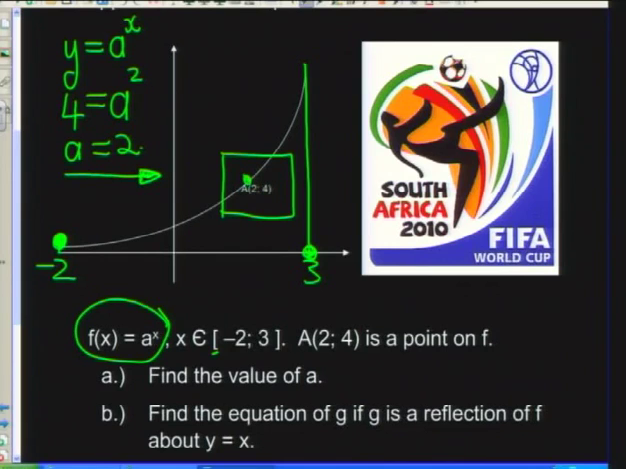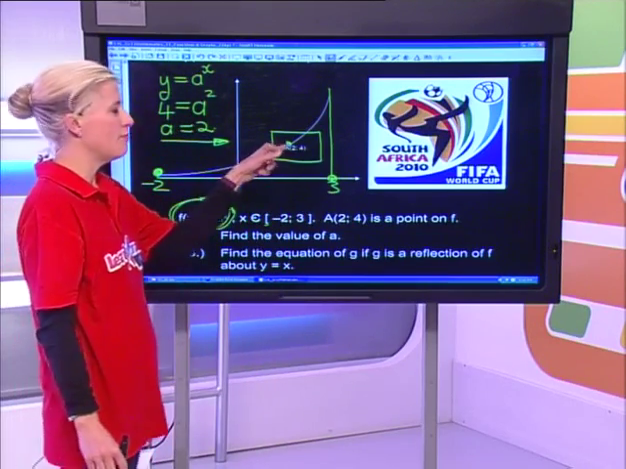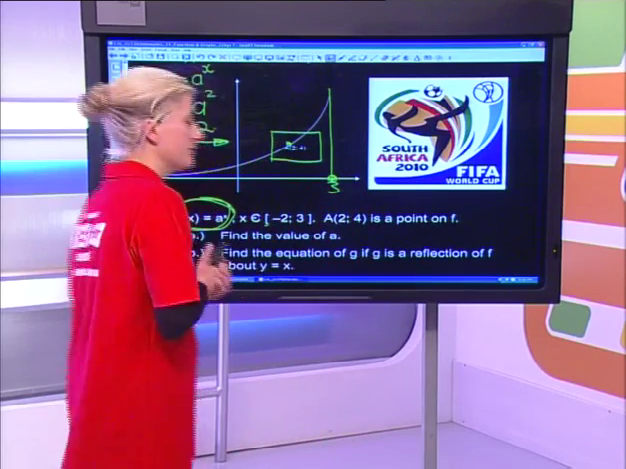You write down your defining equation. They gave it to us. And you need one point, an x value and a y value, an ordered pair that lies on the graph, and you can substitute in to find a. So pretty straightforward. Right.